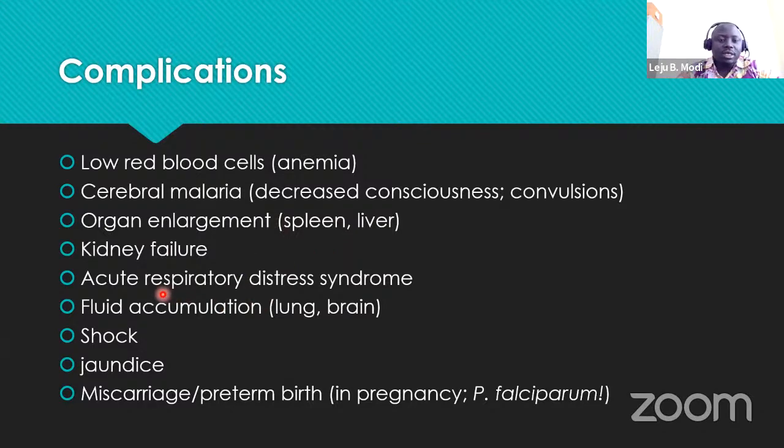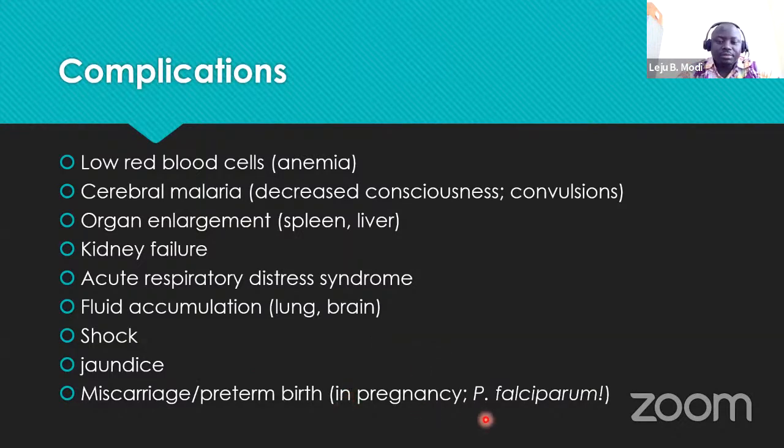Also, it can result in difficulty to breathe due to effects on the lungs, what is called acute respiratory distress syndrome. Sometimes when the malaria is so severe, and because of loss of body fluid, there can be accumulation of fluid in the lungs or even in the brain. So that accumulation actually reduces the circulating fluid now because it becomes confined in those body parts. It can result in shock, jaundice, which is yellowing of the eyes.